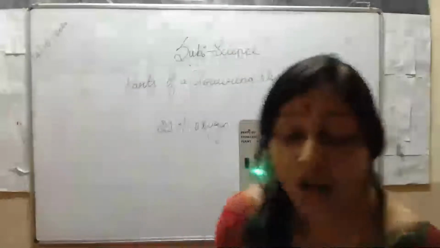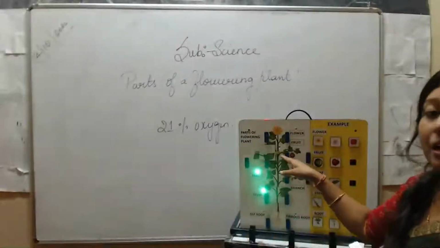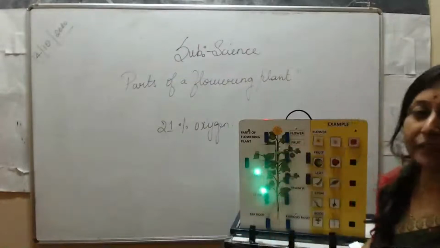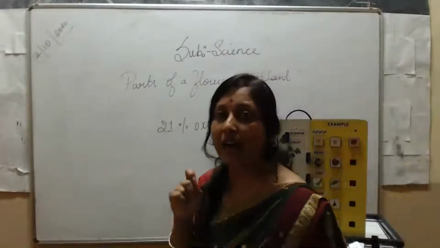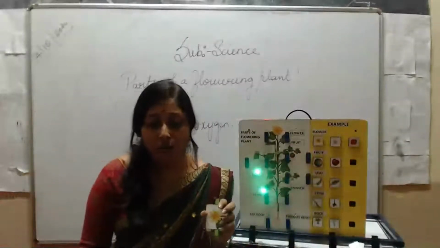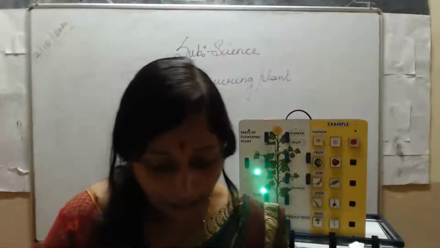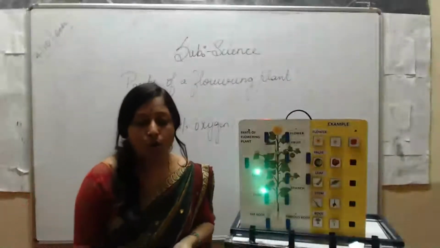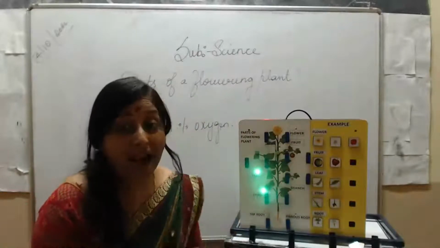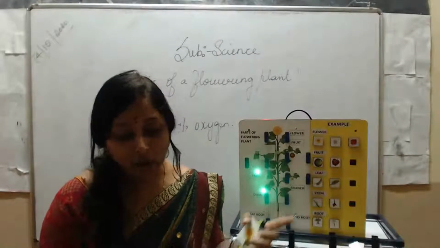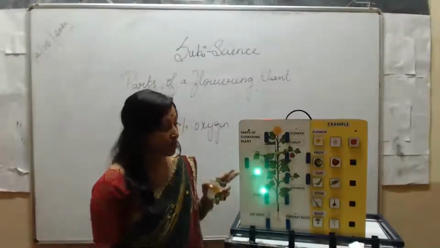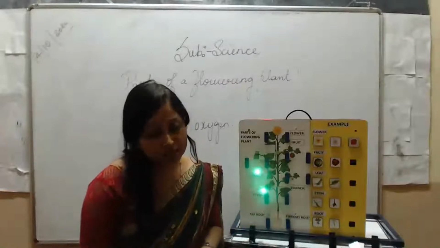It helps to make the food for plants. For the purpose of making food, they need leaves. In the presence of sunlight, water and air, plants prepare food. The process of making food is called photosynthesis.